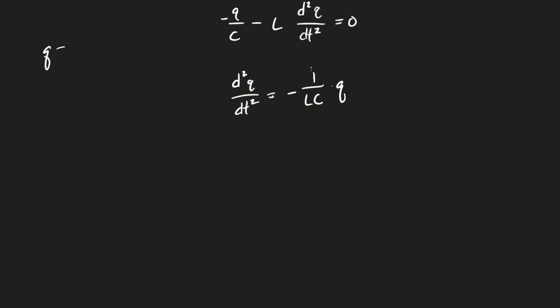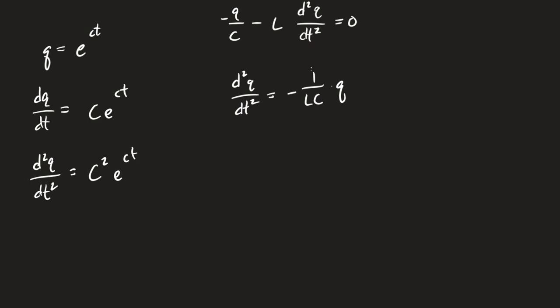So I know if my function was e to the, you say x, but we're doing t here. So I'm going to say e to the ct. This function, when I take the first derivative, dq/dt, I get a constant and I get the original function, right? If I take the second derivative, the constant comes out again, I still get the original function. This seems like it fits. My second derivative produces the original function times a constant. It doesn't fit though. Why?